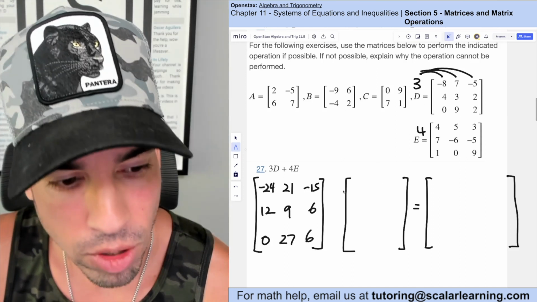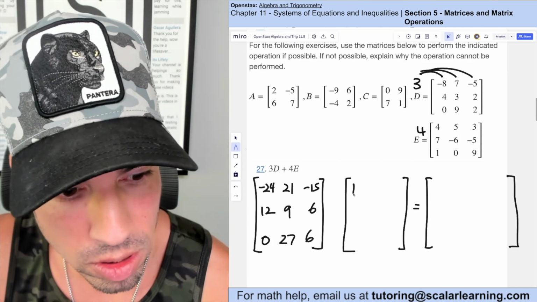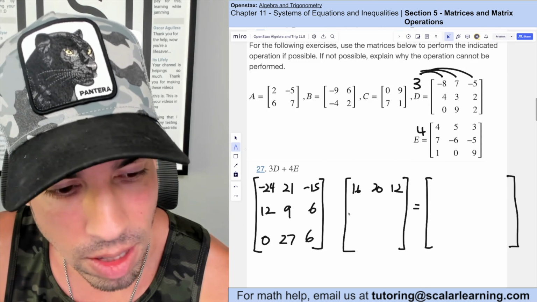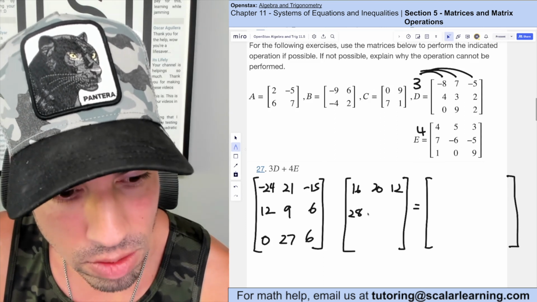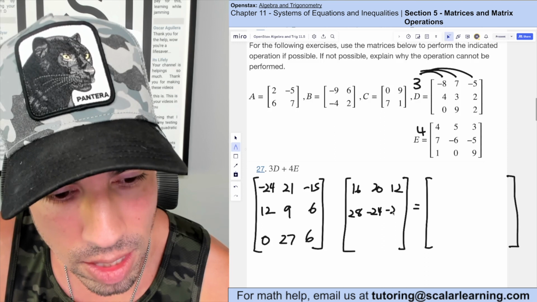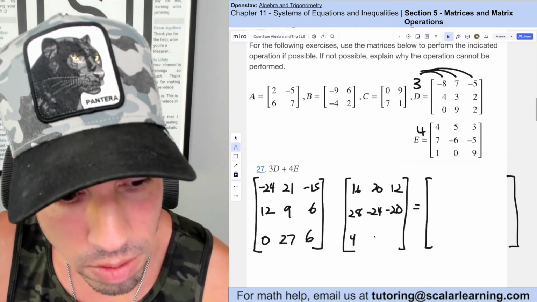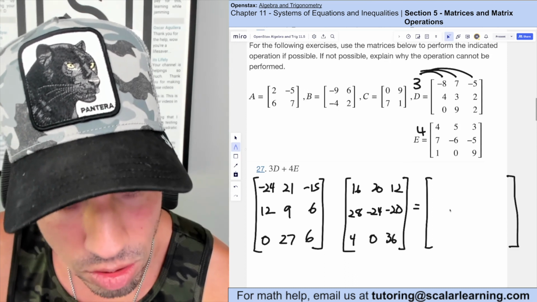All right, here for E, we have 4 times 4 is 16, 4 times 5 is 20, 4 times 3 is 12, 4 times 7 is 28, 4 times negative 6 is negative 24, and we got negative 20 for 4 times negative 5. Bottom row, we got 4 times 1, 4 times 0, and 4 times 9 is 36.